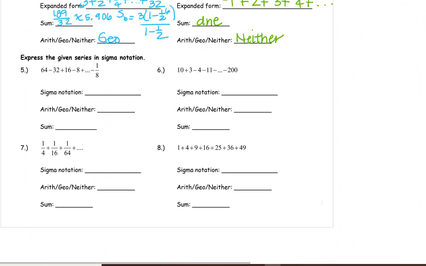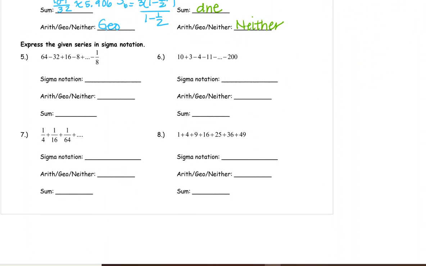Okay, when you go down here to 5 through 8, this is going in reverse. So the series has been written out, and you're supposed to write it in sigma notation. I'm actually going to start with number 6 because, well, just because. So obviously you're going to put a sigma. What goes down here is n equals 1.